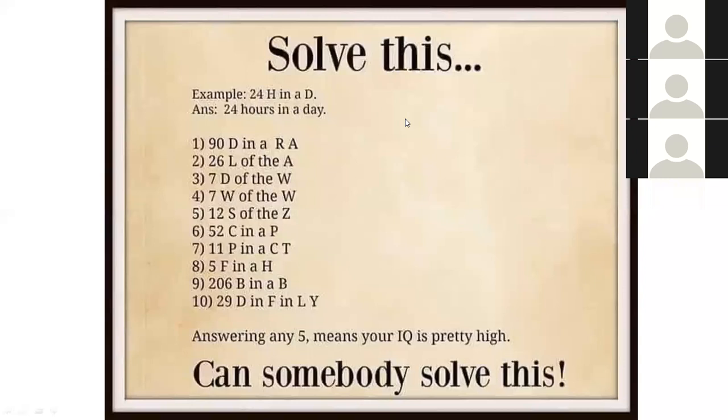I help you with the third one, 7 days of the week. What is the fourth one? 7W of the W. What is that? 7 wonders of the world. Yes, exactly correct. And the fifth one is 12 signs of the zodiac, right? 12 signs of the zodiac, not seconds, right?